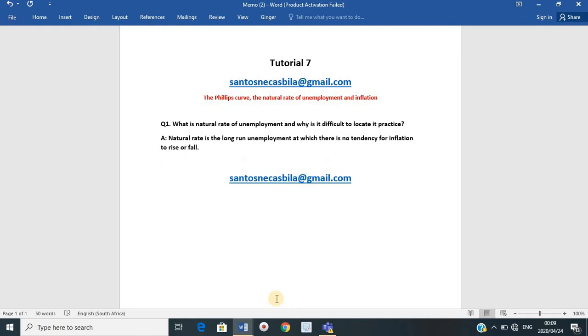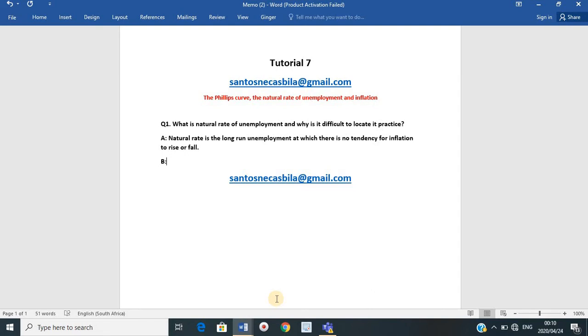Very good. So the second part of it is how would it be difficult to locate the natural unemployment rate in practice? The thing is, in the theory, you can go through the Phillips curve and look at it. Why? Because it's already depicted in this framework, and it already explains the relationship between inflation and unemployment and the natural rate of unemployment, which is negative, and it is there in the theory.